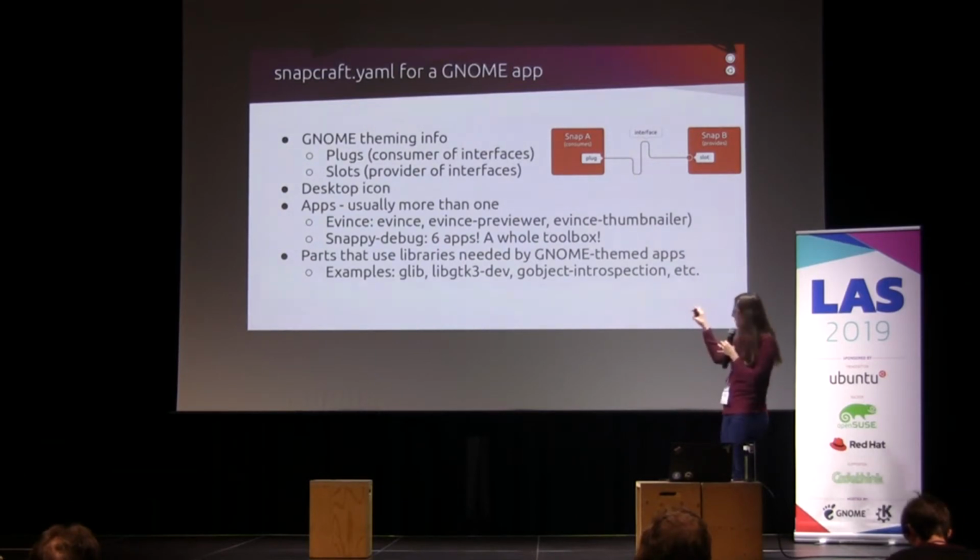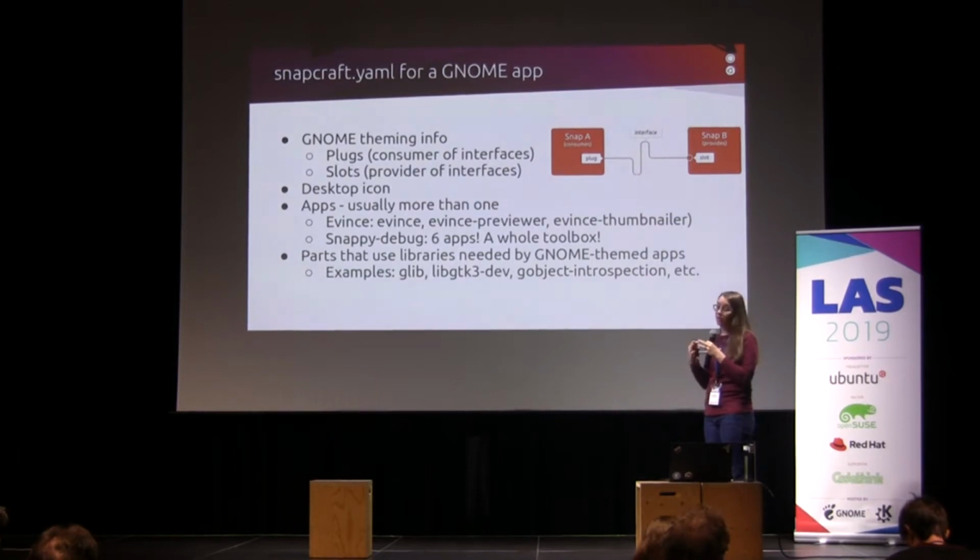So there's an apps section and then there's a parts section. The parts section is really what I feel like is the meat of the YAML, and all of the parts come together to build the apps. There are a lot of common pieces, common parts used across GNOME applications, and a lot of common plugs. Some examples of parts that use libraries needed by GNOME themed apps specifically would be glib, libgtk3-dev, gobject introspection, that kind of thing.